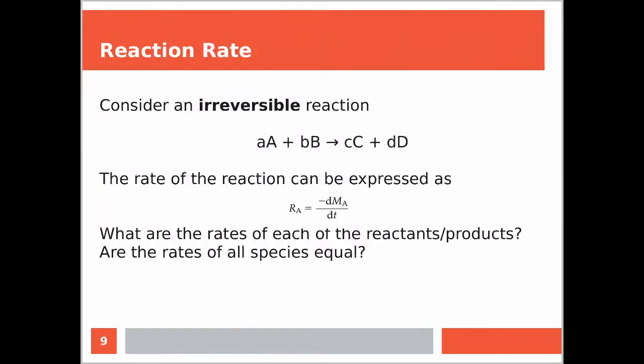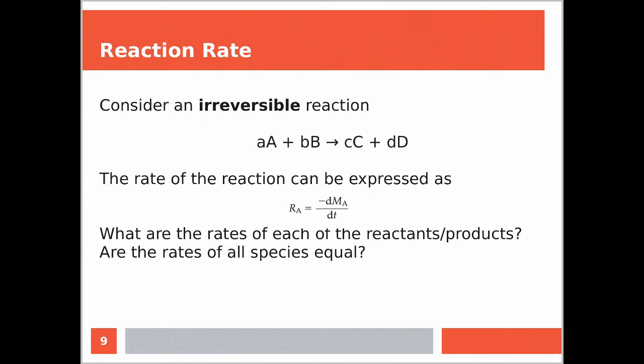Now, that's for thermodynamics. So let's now proceed to your kinetics. So for our reaction rate, we have an irreversible reaction, A plus B to form C and D. So the rate of the reaction can be expressed as the rate of change in the concentration of a certain species over time. So if your species is a reactant, it's the negative derivative of the molar concentration M over dt.